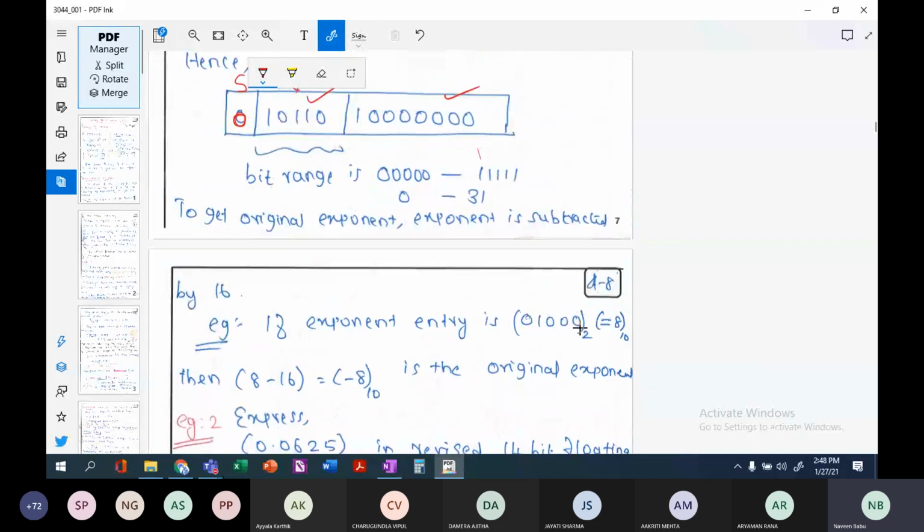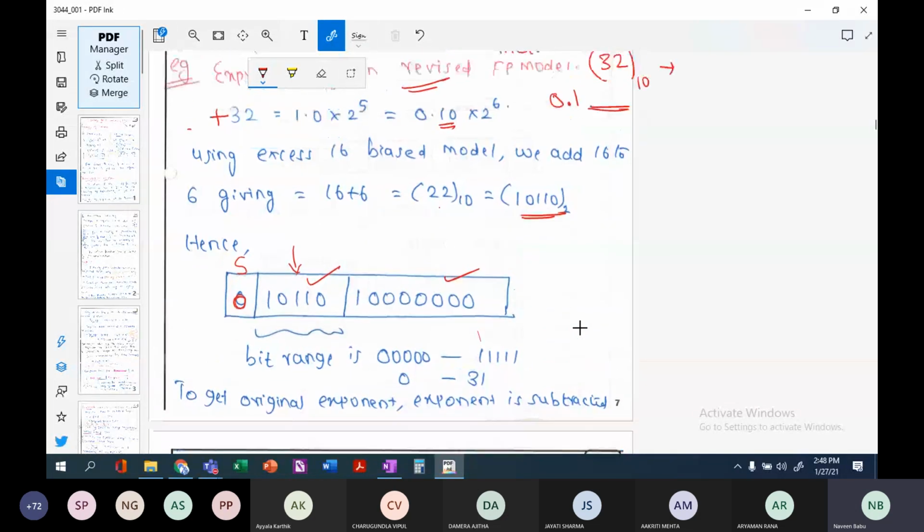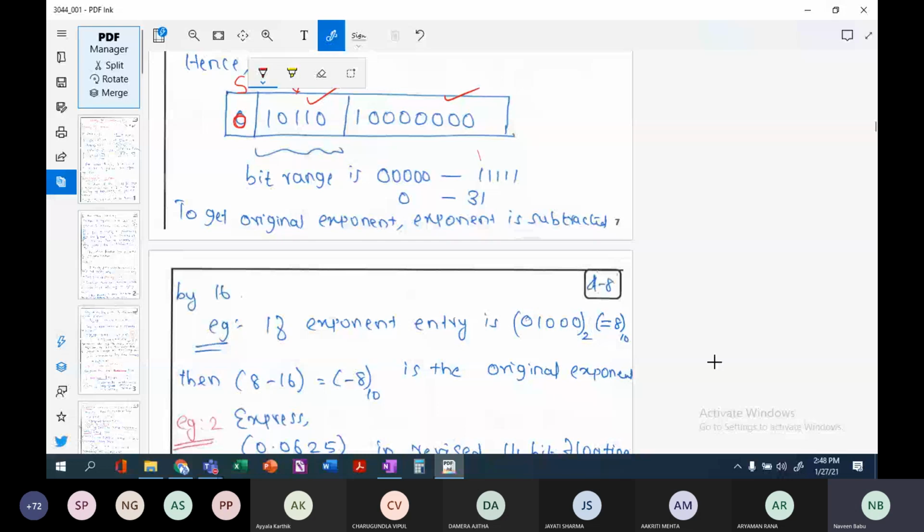In order to get you familiarized with more exponent values, I have taken a few more examples. What if the exponent entry here is 01000? Then what should you do? The equivalent of 01000 is 8. To get the original value, all you need is 8 minus 16. What is this? It is minus 8. So 01000 corresponds to minus 8.